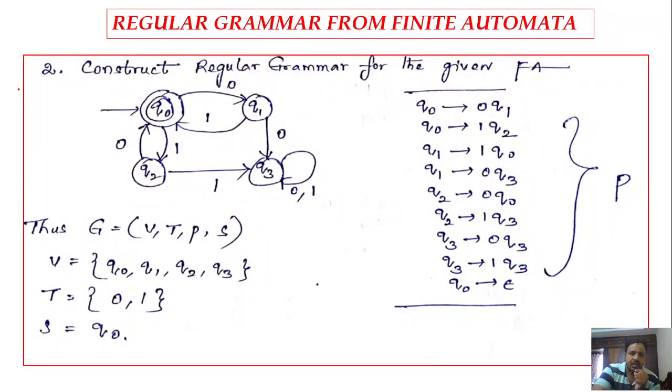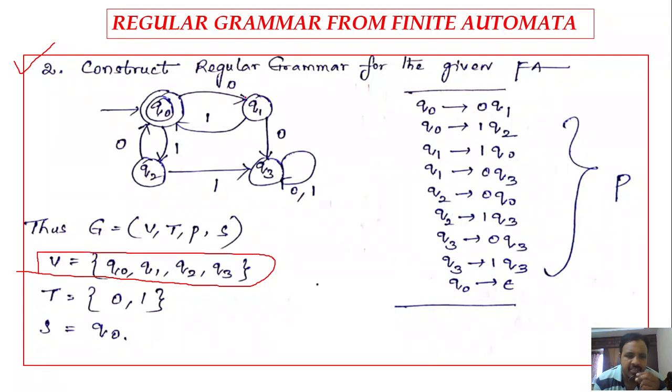Next, now construct the regular grammar for this given finite automata. Here we are having four states Q0, Q1, Q2, Q3. So capital V will become Q0, Q1, Q2, Q3, right? And next terminals: what are the symbols or transitions that you could see here? 0, 1. So T will become 0, 1. Now what is the starting state? Q0 is the starting state. So that will become your S. The start state of the finite automata will become the start symbol of your grammar.